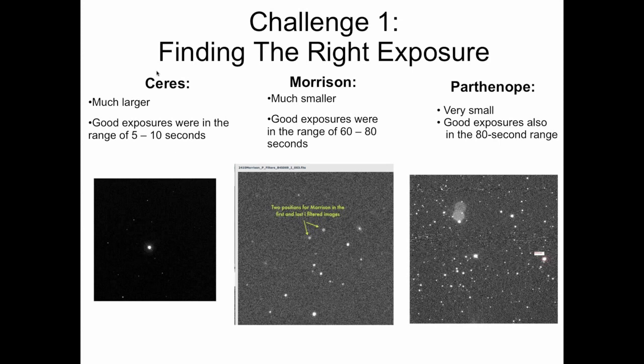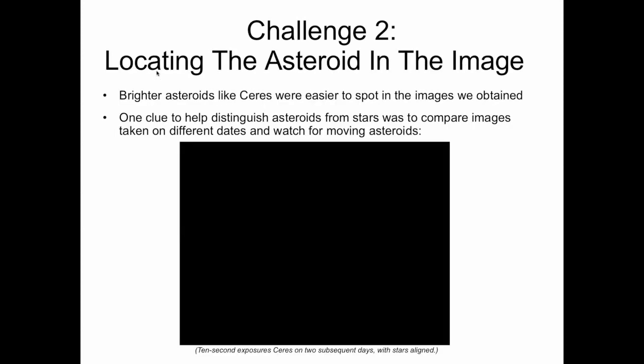So we first worked through the first challenge of finding the right exposure time. So Ceres being much larger, we needed just a shorter exposure time. And even then, sometimes we would still have a little bit of overexposure issues. And Morrison, we found the ranges between 60 and 80 seconds. And Parthenope, which is really small, we would need up to 80 seconds just so you would get a fairly good exposure.